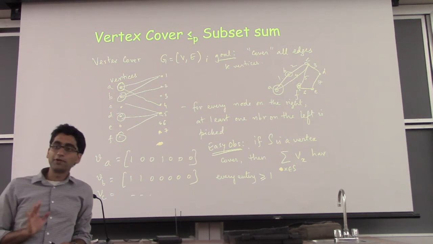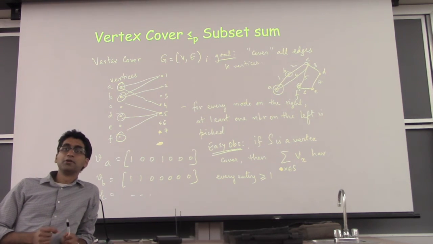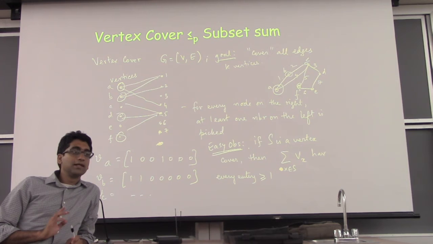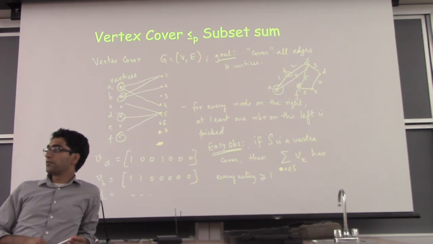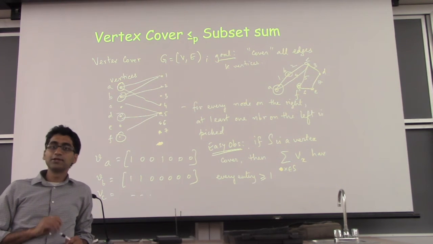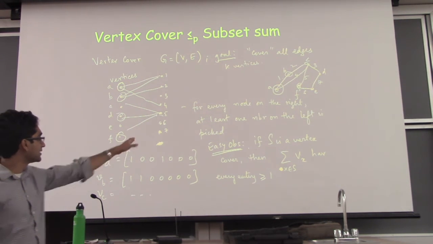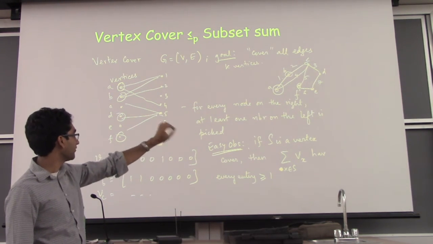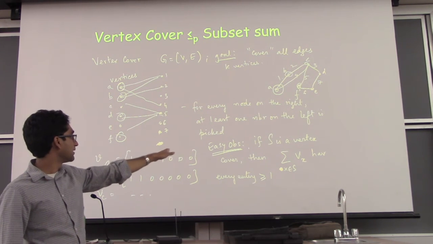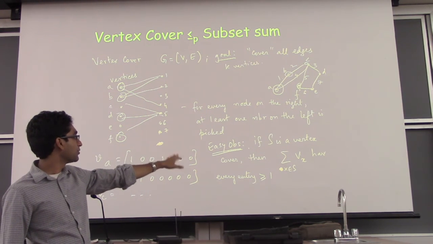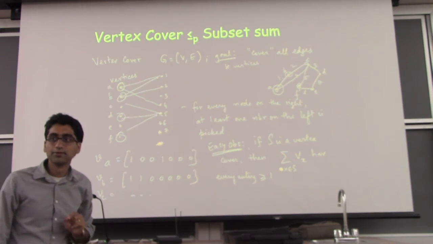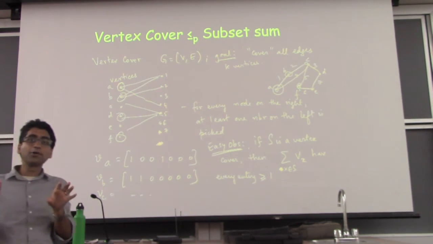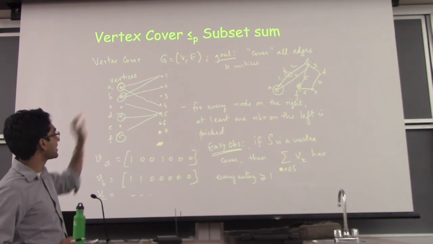So there's a couple of issues with this, right? So actually maybe you can come up with these issues. What are a couple of issues with this sort of phrasing? So this is correct. What we are saying is if S is a vertex cover, then the sum over x in S of Vx has every entry bigger than or equal to 1. But what we actually want to come up with is a vector subset sum problem, right?